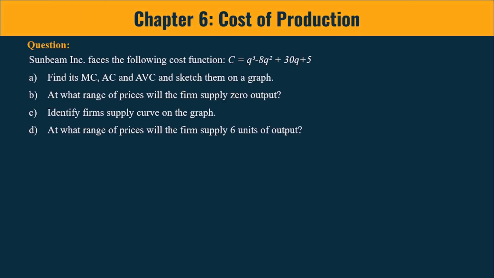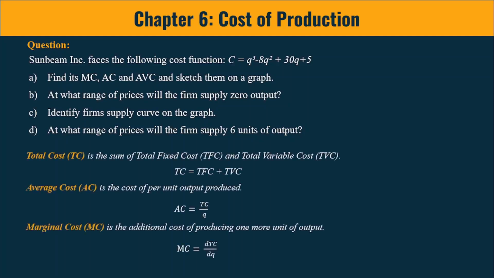Here is the question. Before solving this question, we have to review some important concepts regarding this chapter. They are total cost, average cost, and marginal cost. Total cost is the sum of total fixed cost and total variable cost, and we can mathematically write it as TC is equal to TFC plus TVC. Here, total fixed cost is the cost which doesn't change with the level of output, and total variable cost is the cost which changes with the level of output.